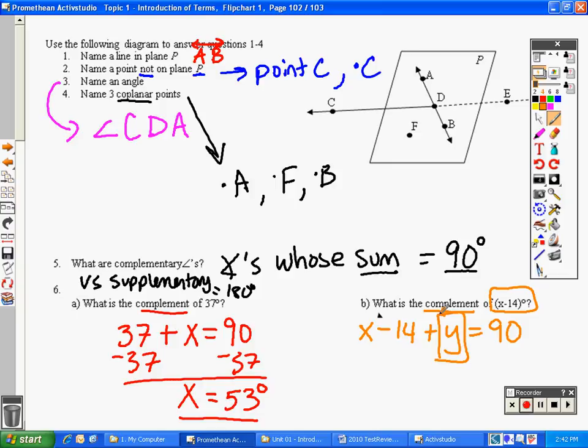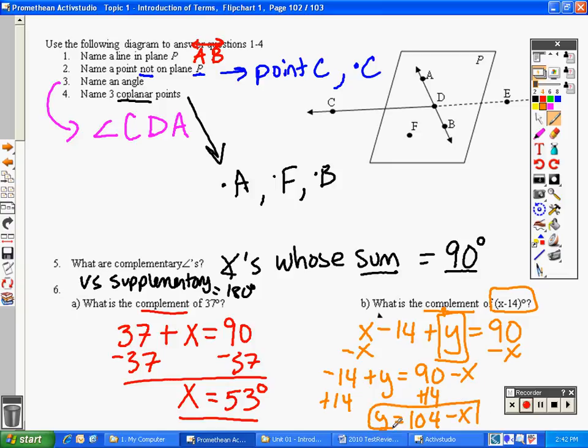So I'm going to just subtract x from both sides because I'm going to solve for y. I'm going to get negative 14 plus y equals 90 minus x. A little weird looking, but that's okay. Keep solving for y. I'm going to add 14 to both sides. And I'm going to get y equals 90 plus 14 is 104 minus x. It's a very strange answer, but that's our answer. This is the complement of x minus 14, because if I take this and I add x minus 14 to it, I will get the number 90.